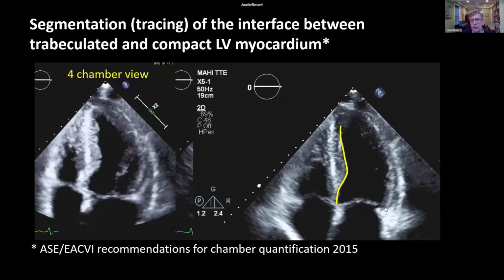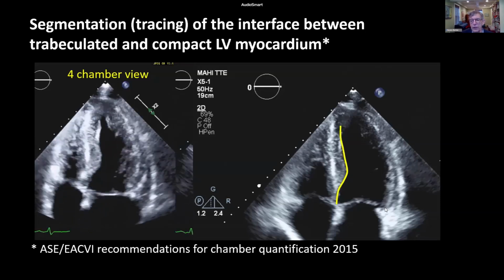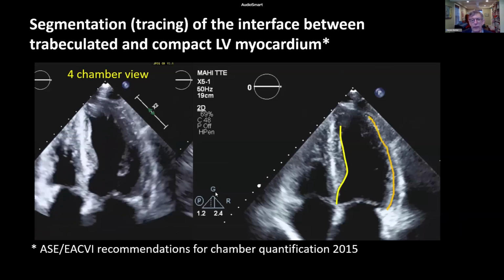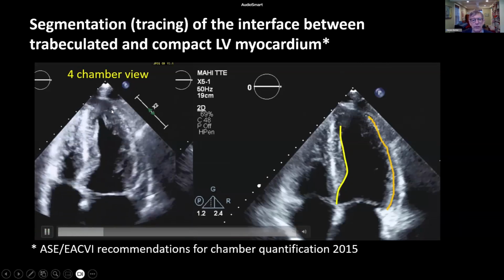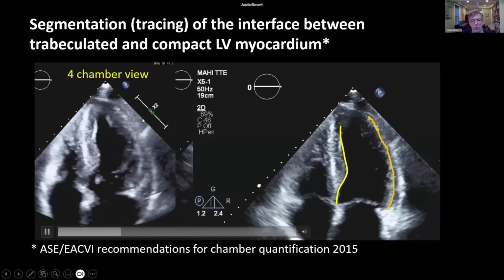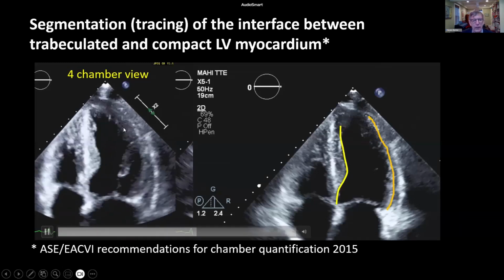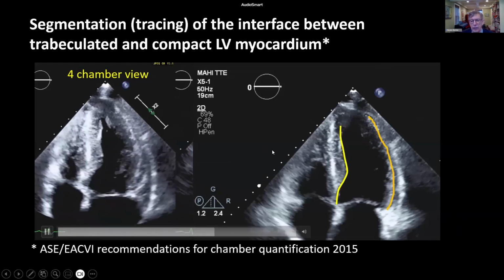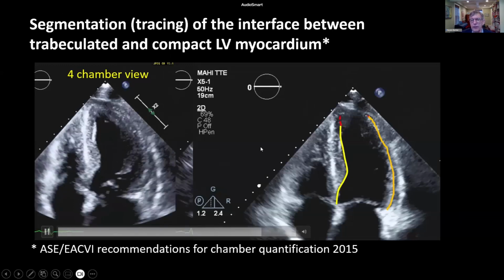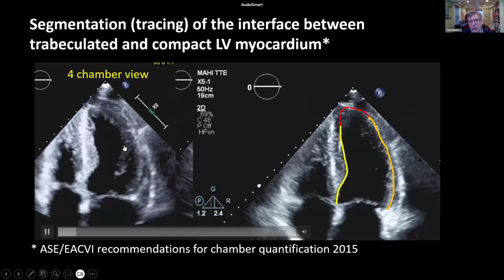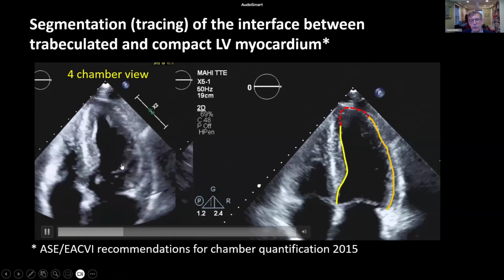No problem along the septum. We have no trabeculations. And also here on the lateral wall, not too bad, although this noise here, or what looks like noise, is probably possibly the trabeculations, but it can be difficult in the apex. Now, in this case, certainly looking at the real-time image will help us.